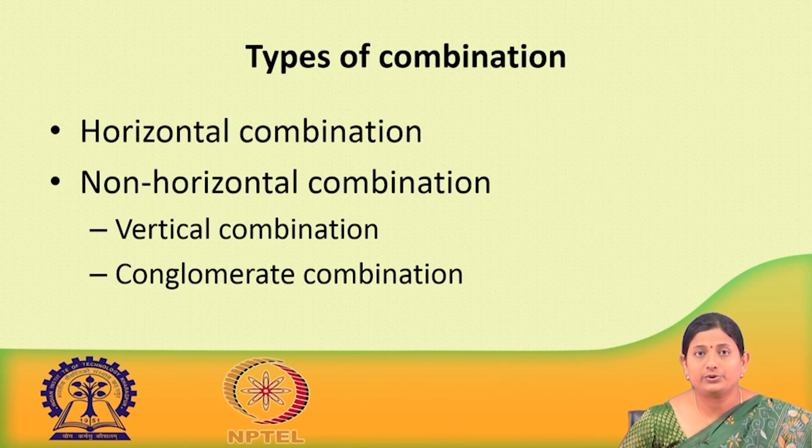The second category of the combination, which is known as the non-horizontal combination, can again be classified into vertical combination or conglomerate combination.